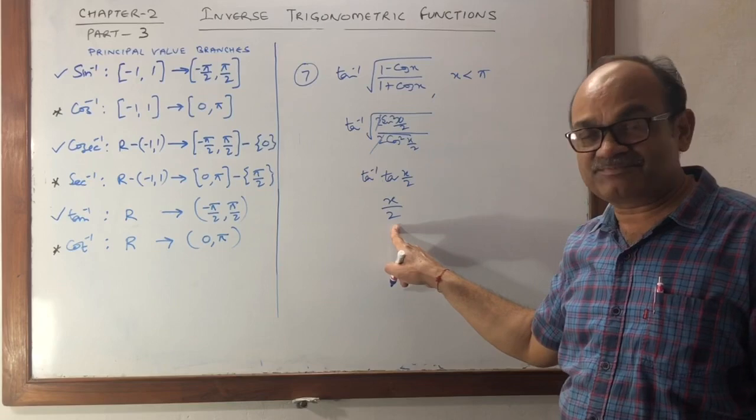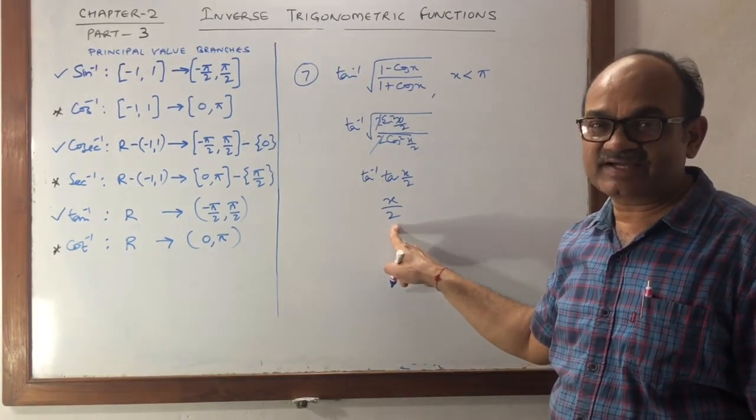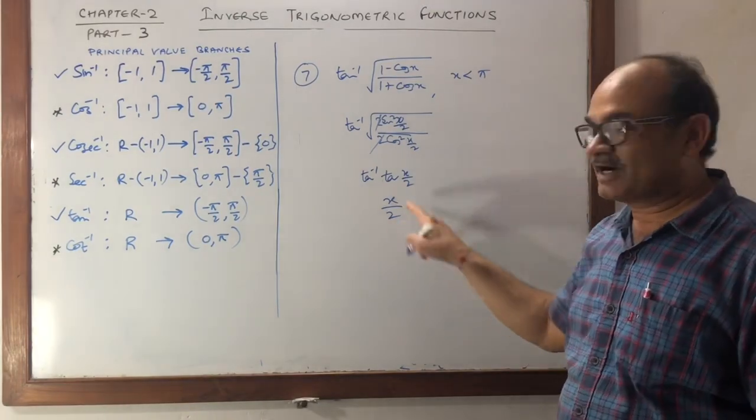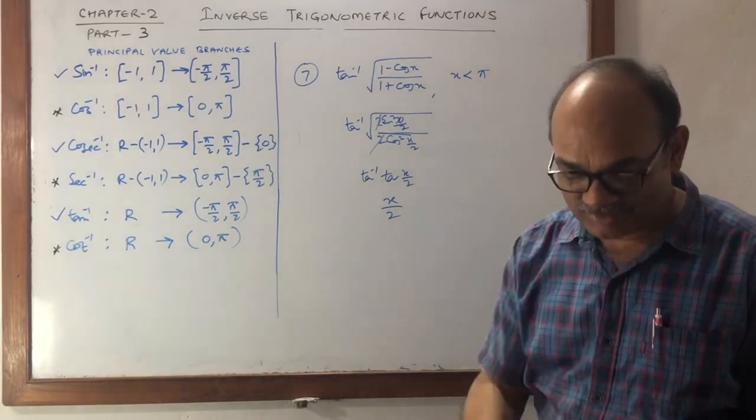Differential of x by 2, you know from your class 11th last topic. Derivative of x is 1. So derivative of half x is half. That is simple. One more.